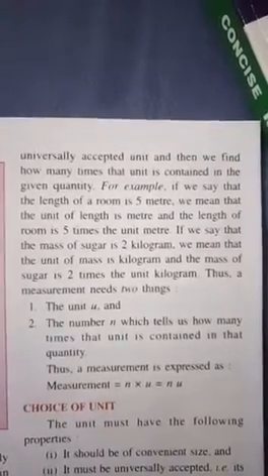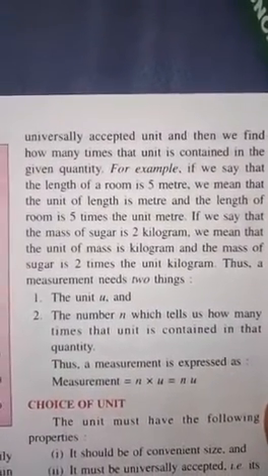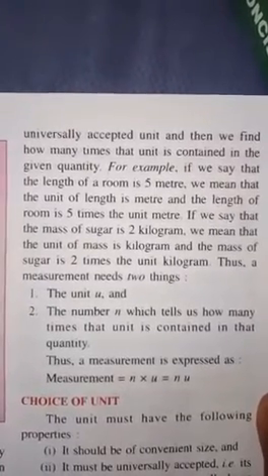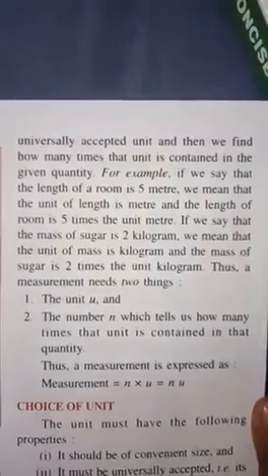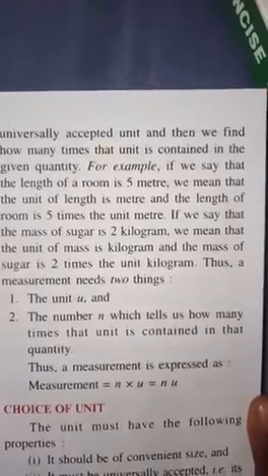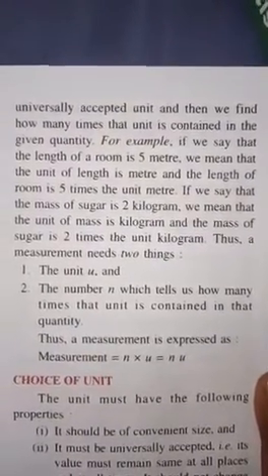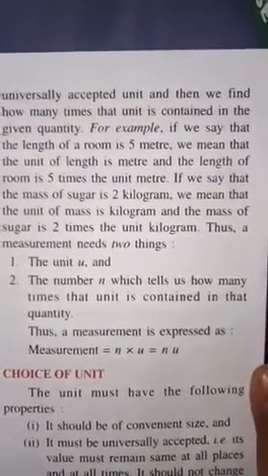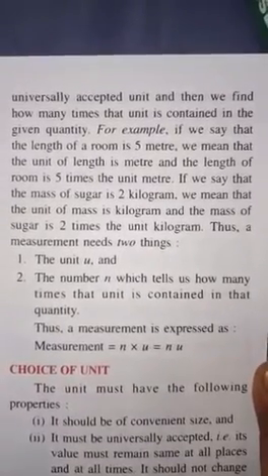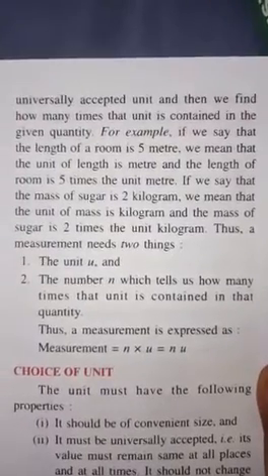A good example of measurement has been given over here. It is written, for example, if we see that the length of a room is 5 meter, we mean that the unit of length is meter and the length of the room is 5 times the unit meter. Over here, 1 meter has been taken as the unit, and that 1 meter has become 5 times because the length of the room is 5 meter. Thus, the measurement needs two things, the unit and the number n, which tells us how many times that unit is contained in that quantity.